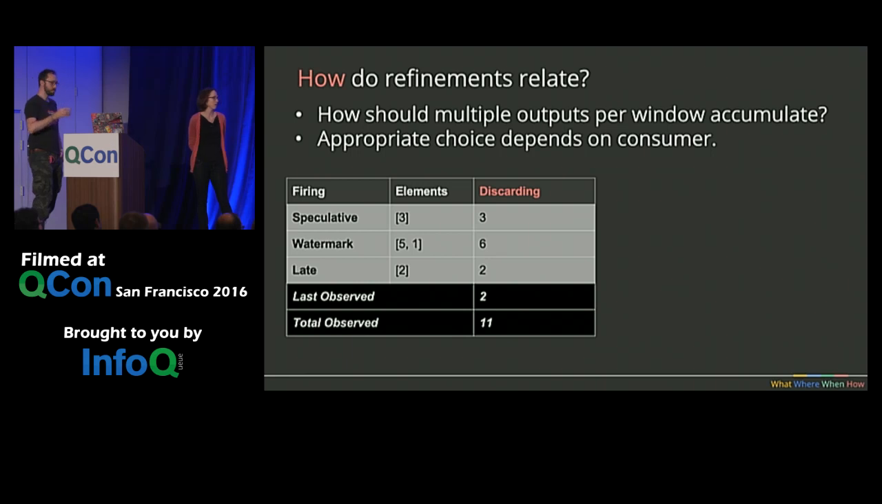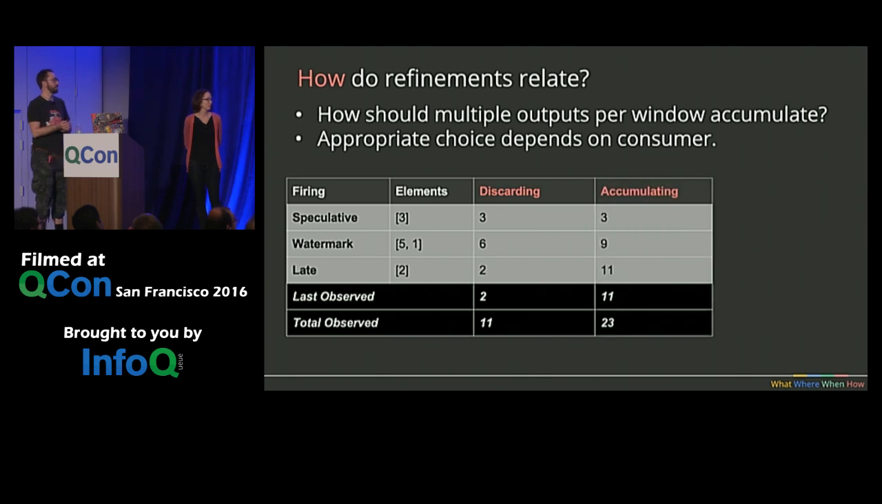So you can see our first firing includes that 3, but our second firing only includes the new elements that have come in. And then if you look at the bottom, we have 2 rows down there, last observed and total observed. The last observed tells you the last thing I saw from this pipeline. And it gave us a value of 2, which obviously is not the correct total sum. So this is the shortcoming of discarding mode. But if you're sending these outputs into a downstream system that is also itself doing summations, then you get exactly what you want. That downstream system is going to take these individual disjoint outputs and sum them up to give you the right total. So you get that 11 in that case.